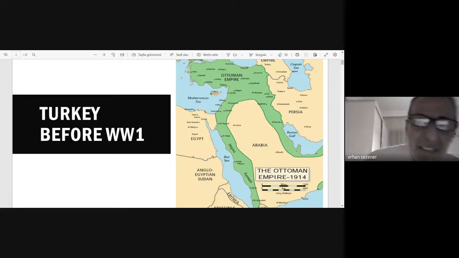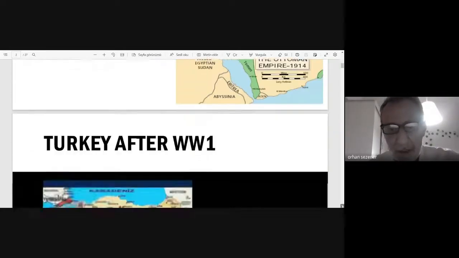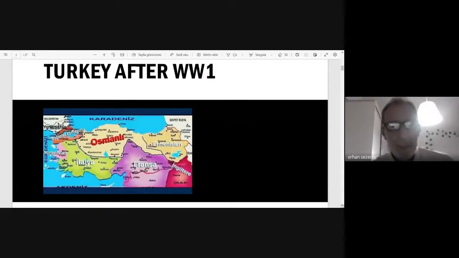So the green colored region shows the borders of the Ottoman Empire before the First War. They sided with the Germans in 1914 and, as you know, they were the losers of the war in 1918. Therefore, many regions of the then Ottoman Empire were occupied by the forces of the winner countries.